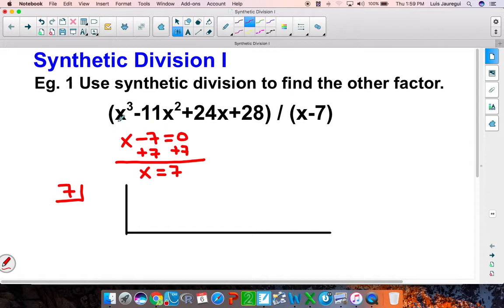So notice the coefficient for x cubed is 1. The coefficient for x squared is negative 11. The coefficient for our linear term x is 24. And our constant term is 28.